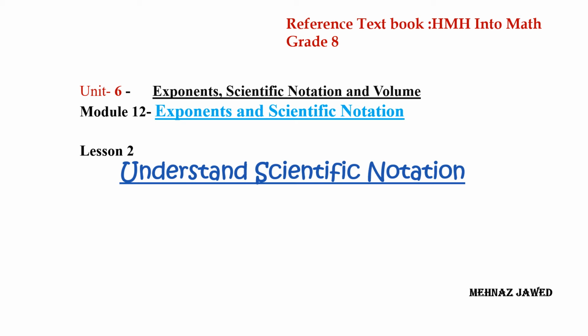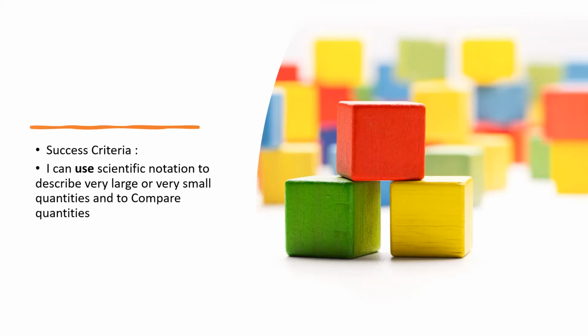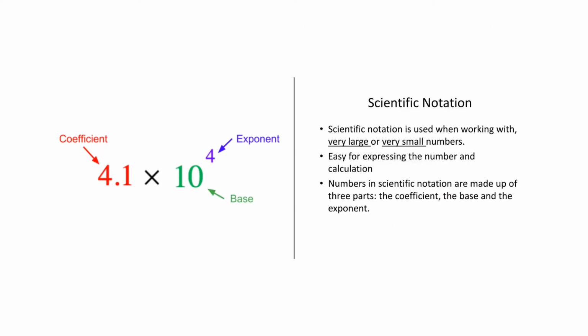Now in this video we are going to study scientific notations and comparing quantities with each other using the scientific notation. Our success criteria is to use the scientific notation to describe very large or very small quantities and to compare these quantities with each other.